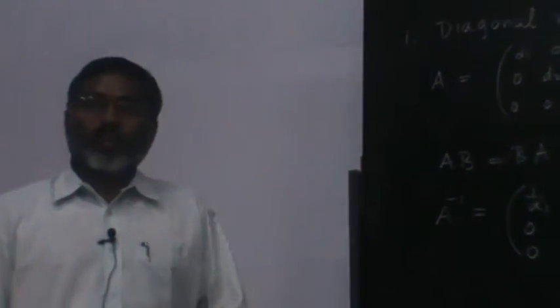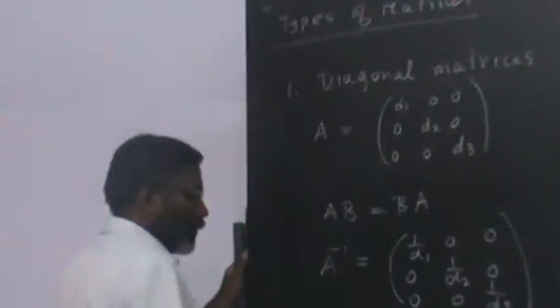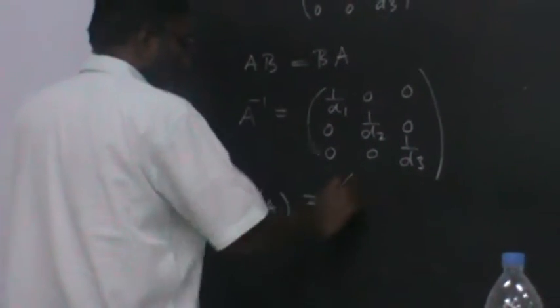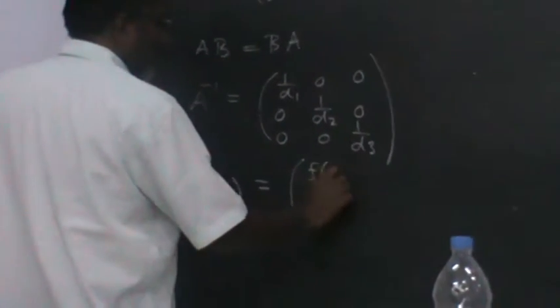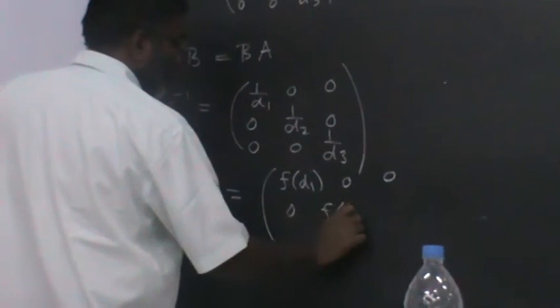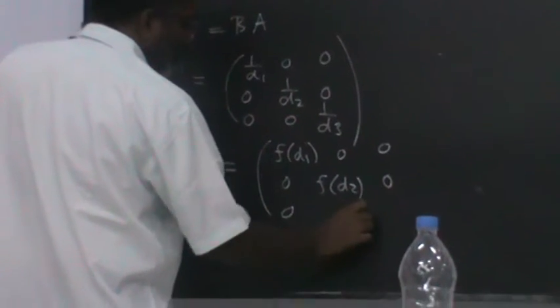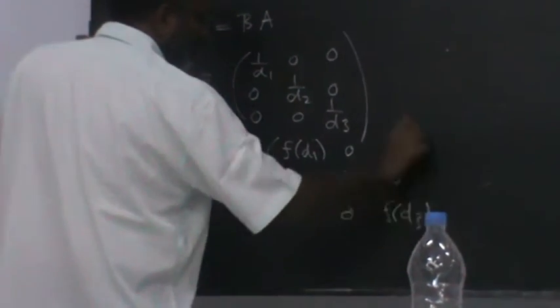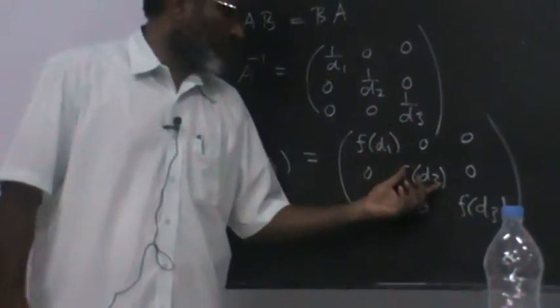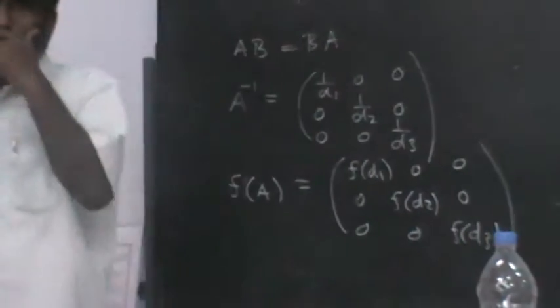Not only that, you have a very good advantage: if f is some function of A, and A is a diagonal matrix, then f of A is exactly f of D1, 0, 0, 0, f of D2, 0, 0, 0, f of D3. Whatever the function is, suppose it is the exponential of A, it is exponential of D1, exponential of D2, exponential of D3. So if you have diagonal matrices and you want to write functions of a matrix, it's very convenient.